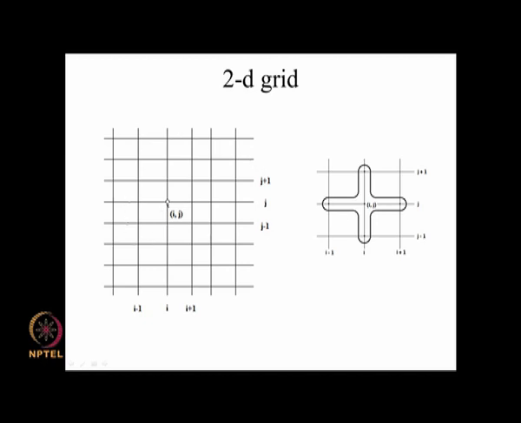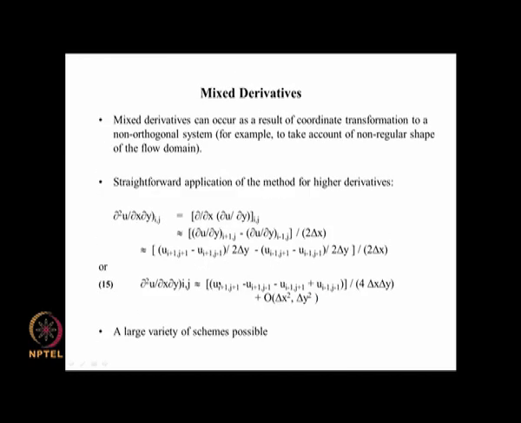So we are looking at the variation of u in this 2-dimensional space, and we are specifically looking at a mixed derivative like dou square u by dou x dou y at point ij. Because there are 2 independent variables x and y, we usually give i for the index in the x direction and j for the index in the y direction. So using that, we can write dou square u by dou x dou y, assuming a continuous function, as dou by dou x of dou u by dou y at point ij.